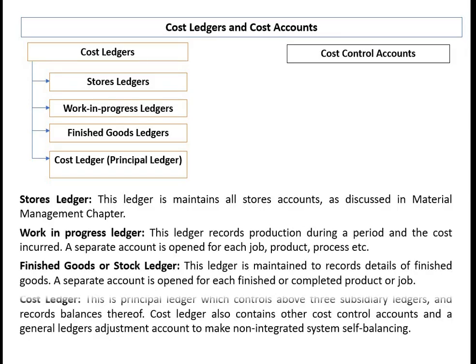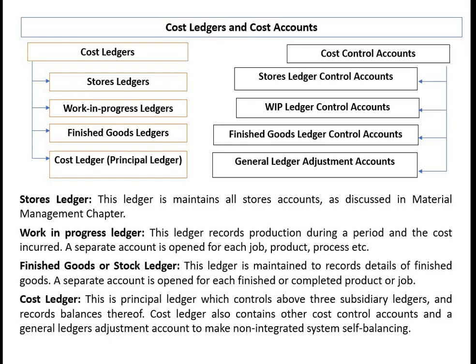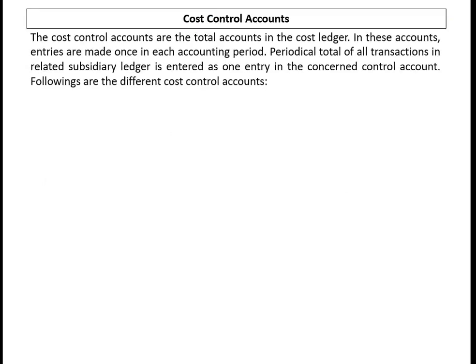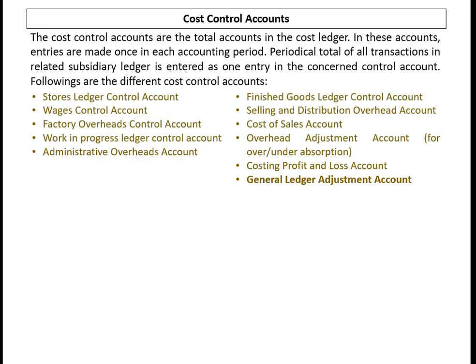So what are the different control accounts for them? For store ledgers, we prepare the store ledger control account. For work in progress ledger, we prepare the work in progress ledger control account. For finished goods ledger, we prepare the finished goods ledger control account. And for cost ledger, we prepare the general ledger adjustment account. The brief discussion on cost ledger, store ledger, WIP ledger, and finished goods or stock ledger is given below. We have already covered the store ledger and cost ledger. So coming to the next, what are the cost control accounts under cost accounting?